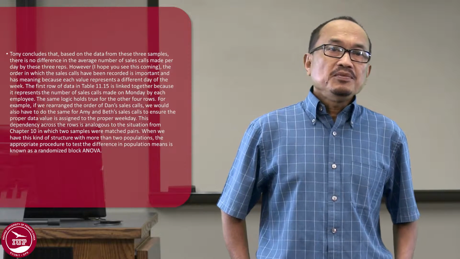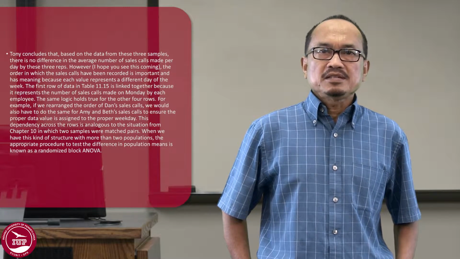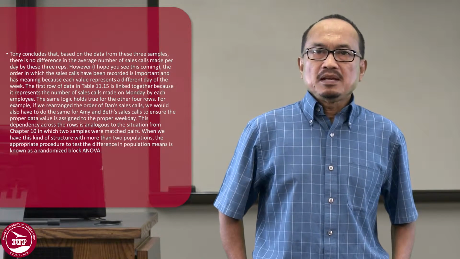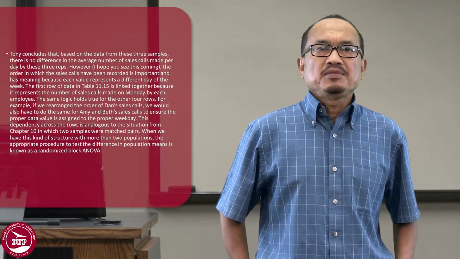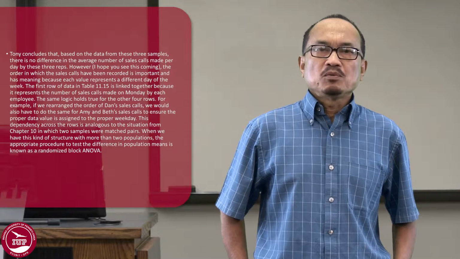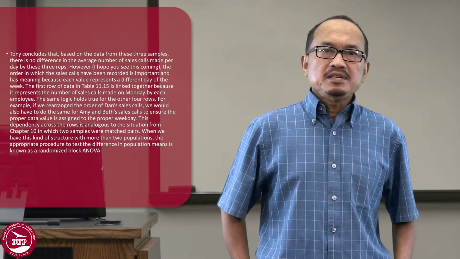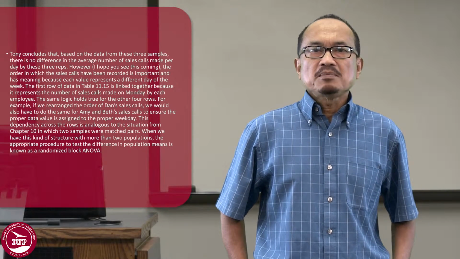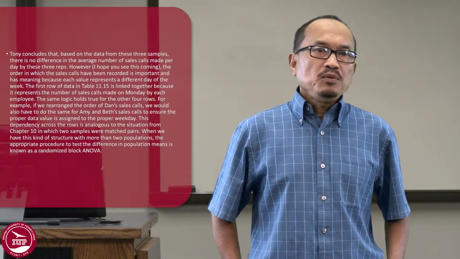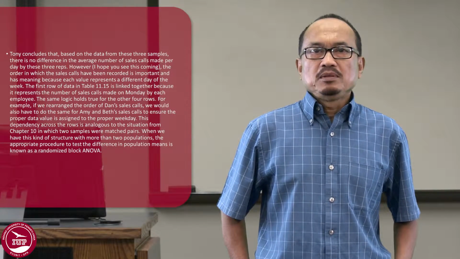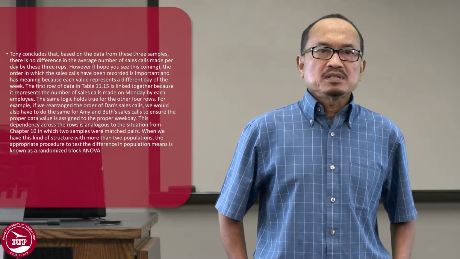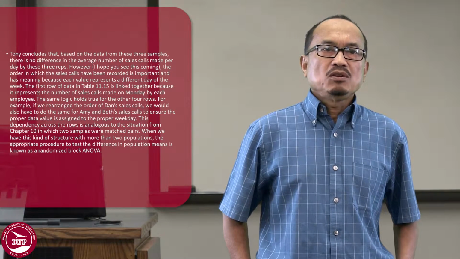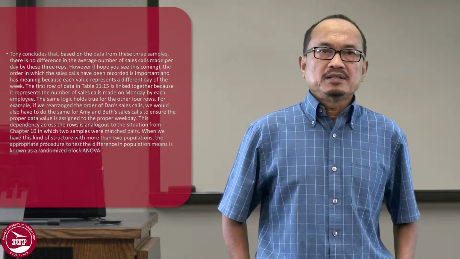For example, if we rearrange the order of Dan's sales calls, we would also have to do the same for Amy and Beth's sales calls to ensure the proper data value is assigned to the proper weekday. This dependency across the row is analogous to the situation from chapter 10 in which 2 samples were matched pairs. When we have this kind of structure with more than 2 populations, the appropriate procedure to test the difference in population means is known as a randomized block ANOVA.